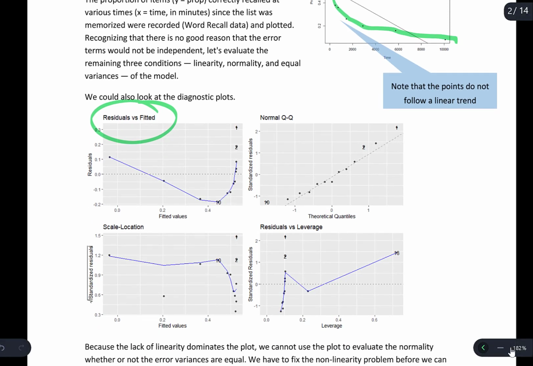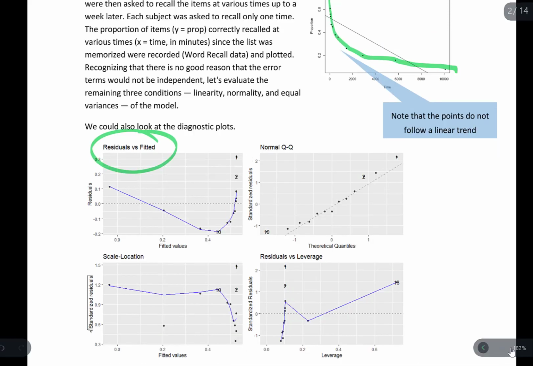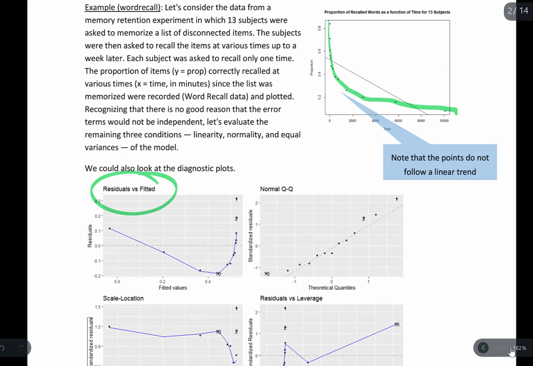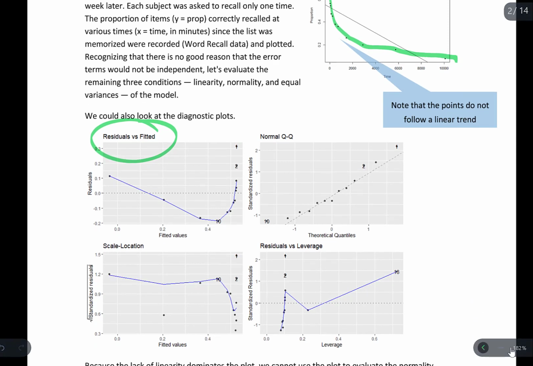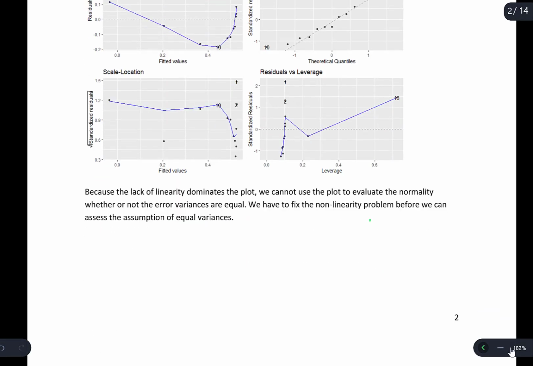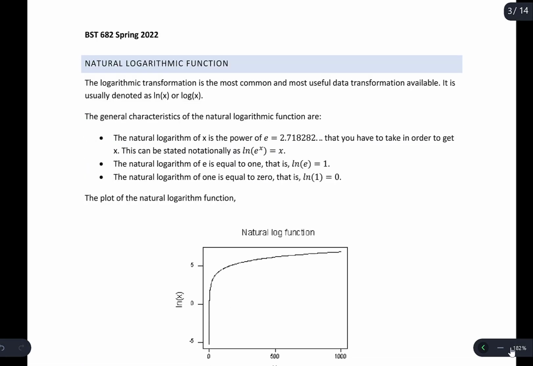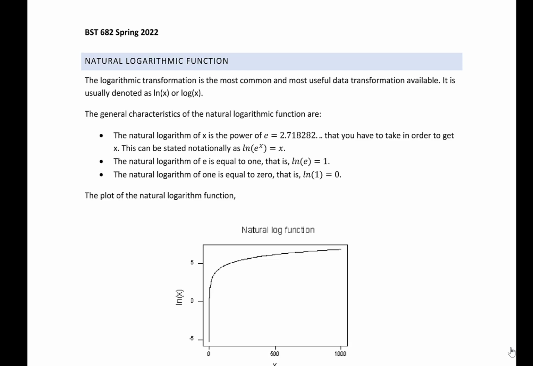Even though these look normal, you might be tempted to say, oh, well, let's fix the linearity assumption, then we're good to go. That's not the case. Since we have violated linearity, we really can't trust this normal QQ plot. Yes, those residuals look normal, but it doesn't really matter because we didn't have a good fit of the model. So instead, let's look at a transformation of that predictor variable and see what we end up with.